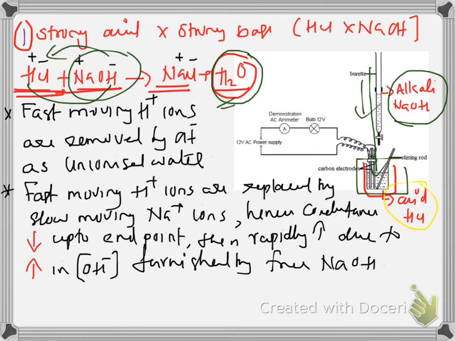Then slowly the concentration of H+ decreases, and instead of H+ we are getting Na+ in the solution. This Na+ is big in size and its mobility is very low. So we can say that fast moving H+ ions are replaced by slow moving Na+ ions. Then gradually the conductivity of the solution decreases up to the end point.